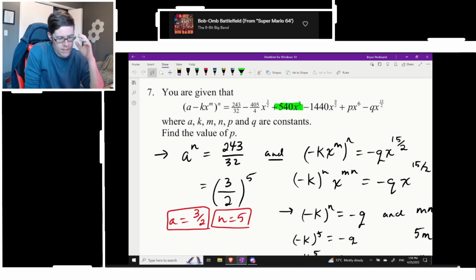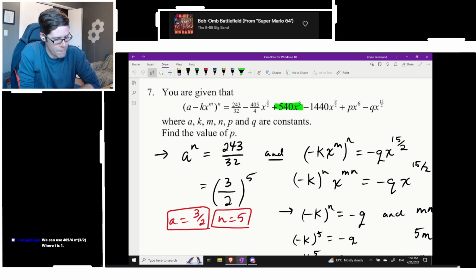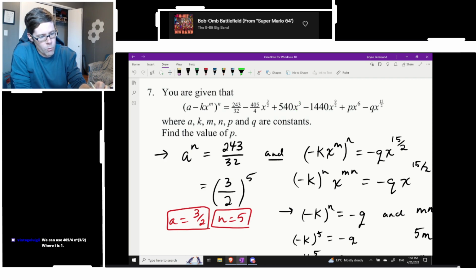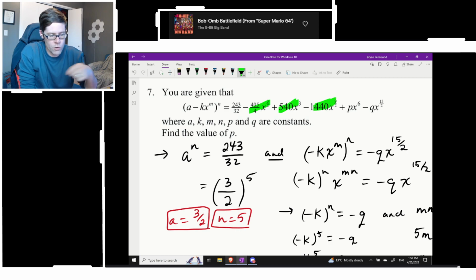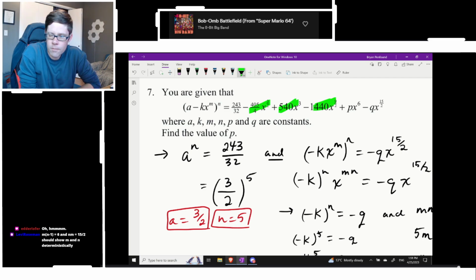Oh, did I mess up? Did I mess up somewhere? I mean, we don't have to pick the 540. We could pick any one of these. It doesn't really matter, right? You can make a choice on which one you want to use, but you're going to have to use one of these middle terms, I think, in order to solve for k. I think.